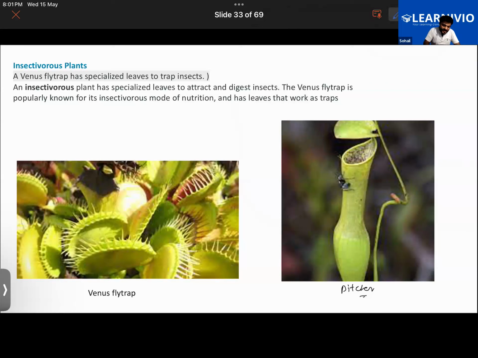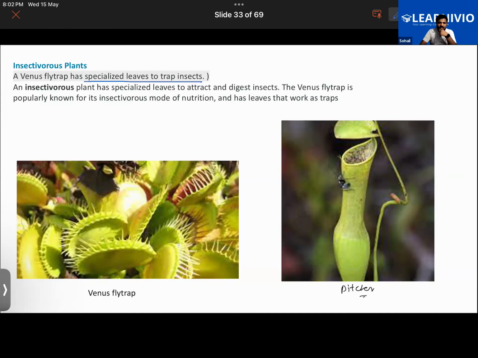So this Venus flytrap has specialized leaves to trap insects. Once the insect goes into the Venus flytrap's leaves, what will happen? The leaves of this Venus flytrap will close upon the insect, and slowly it will start to secrete digestive enzymes which will start to digest the body of the insect. So in this manner, Venus flytrap obtains its nutrition. So hope you guys have understood about Venus flytrap.